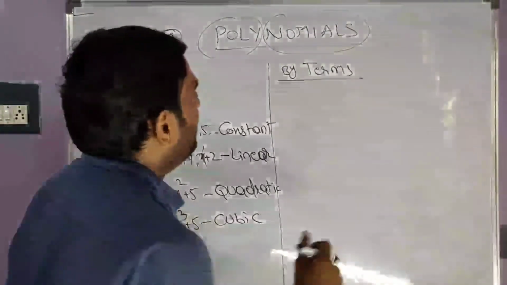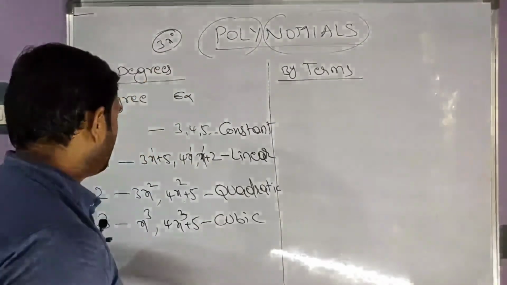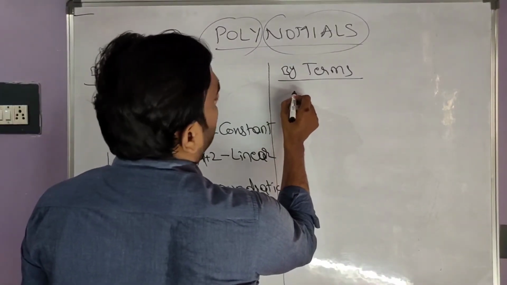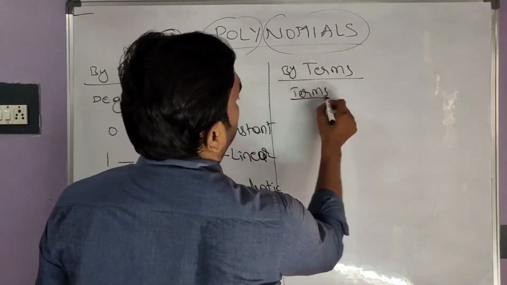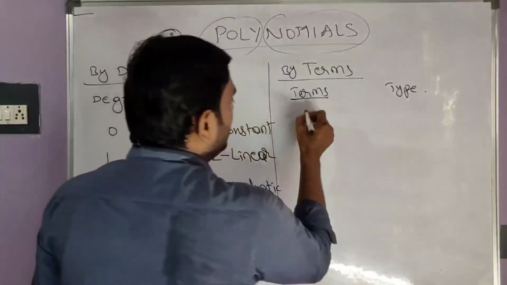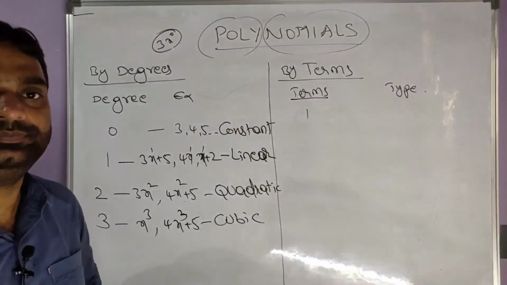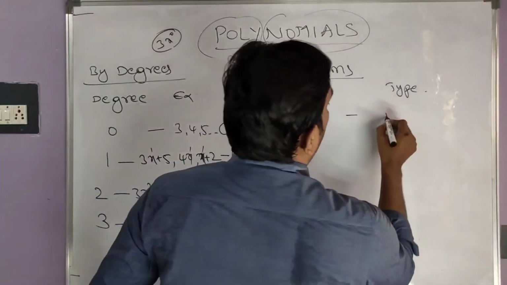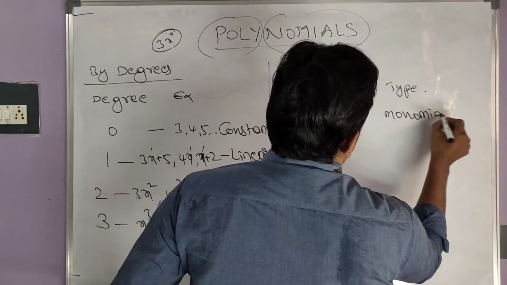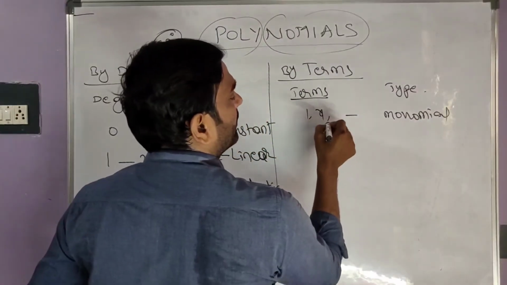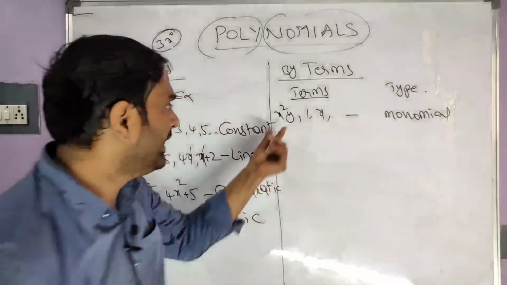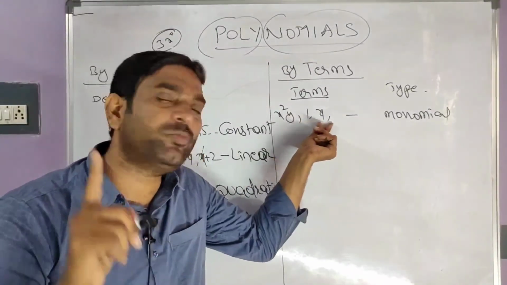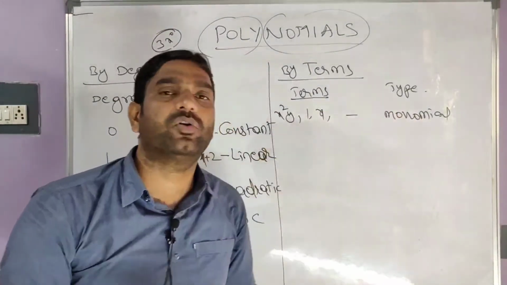Now coming to by terms. Listen. If one term is there in the polynomial, then that is called a monomial. In x square y, how many terms are there? Only one term. In 1, how many terms are there? One term. In x, how many terms are there? One term. These are called monomials.